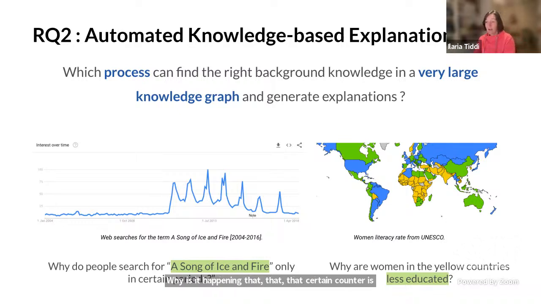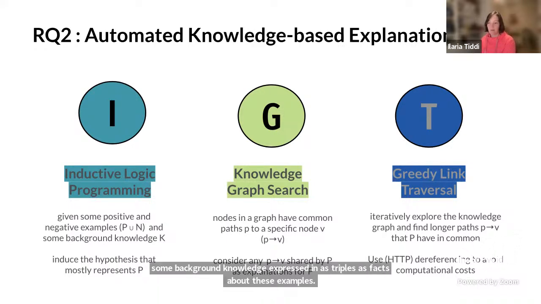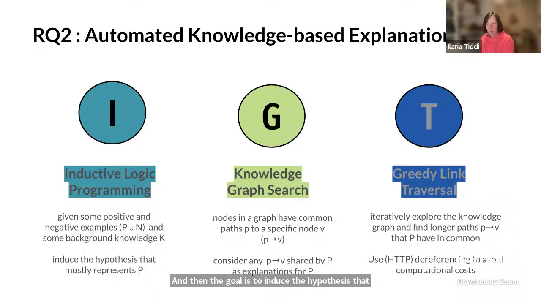And the very good thing is that we came up with a method that helped us work out these examples. It was based on three main steps. One was an inductive logic programming step, where you compare positive and negative examples, and you have some background knowledge expressed as triples, as facts about these examples. Then the goal is to induce the hypothesis that best represents your positive examples, which are the examples you want to explain.